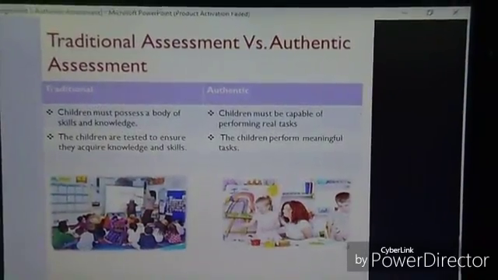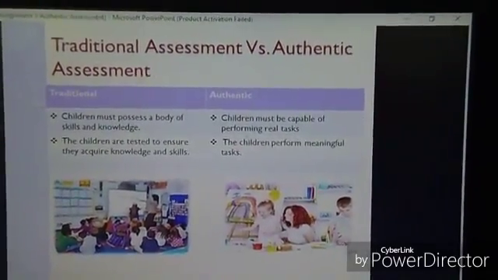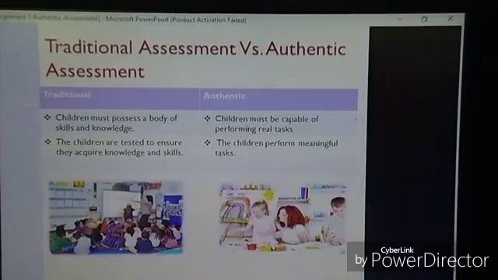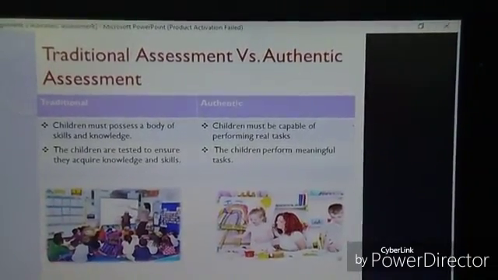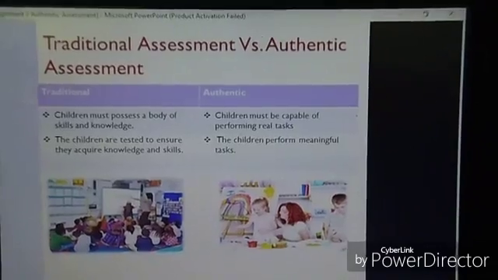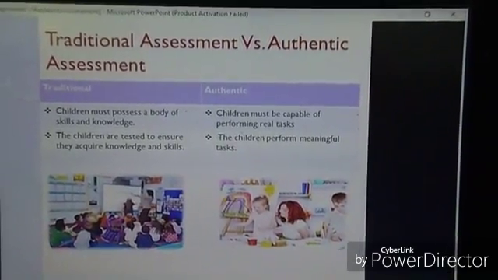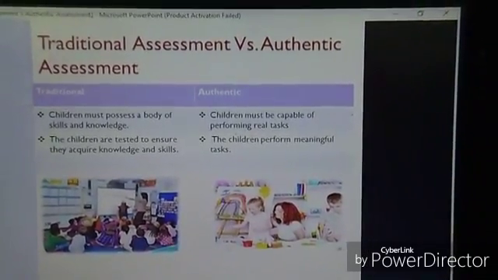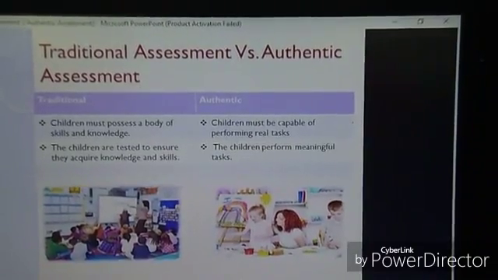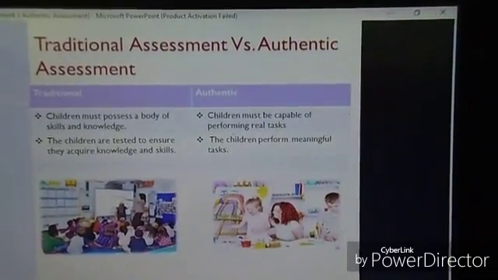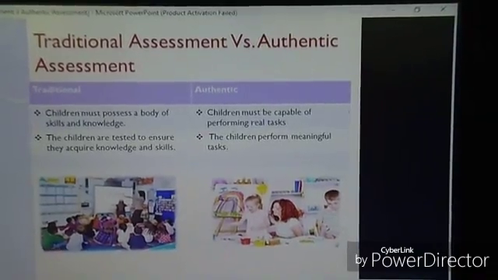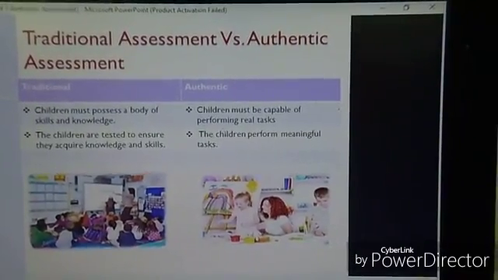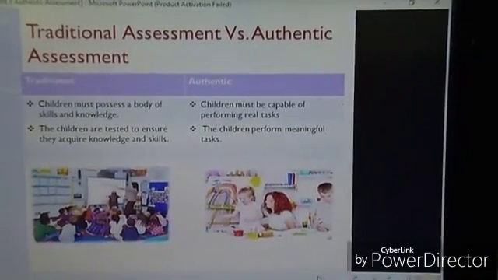We'll now compare the traditional assessment with the authentic assessment. With the traditional assessment, children must possess a body of skills and knowledge. They have to learn. While with the authentic assessment, the children have to be capable of performing tasks. They are being themselves. With the traditional, the children are tested to ensure that they have acquired knowledge. While with the authentic, the children perform meaningful tasks. They do, and from the tasks that they perform, they learn. Now, I'm sure that you would join with me in saying that authentic assessment is the better choice if you are choosing assessments for your child.